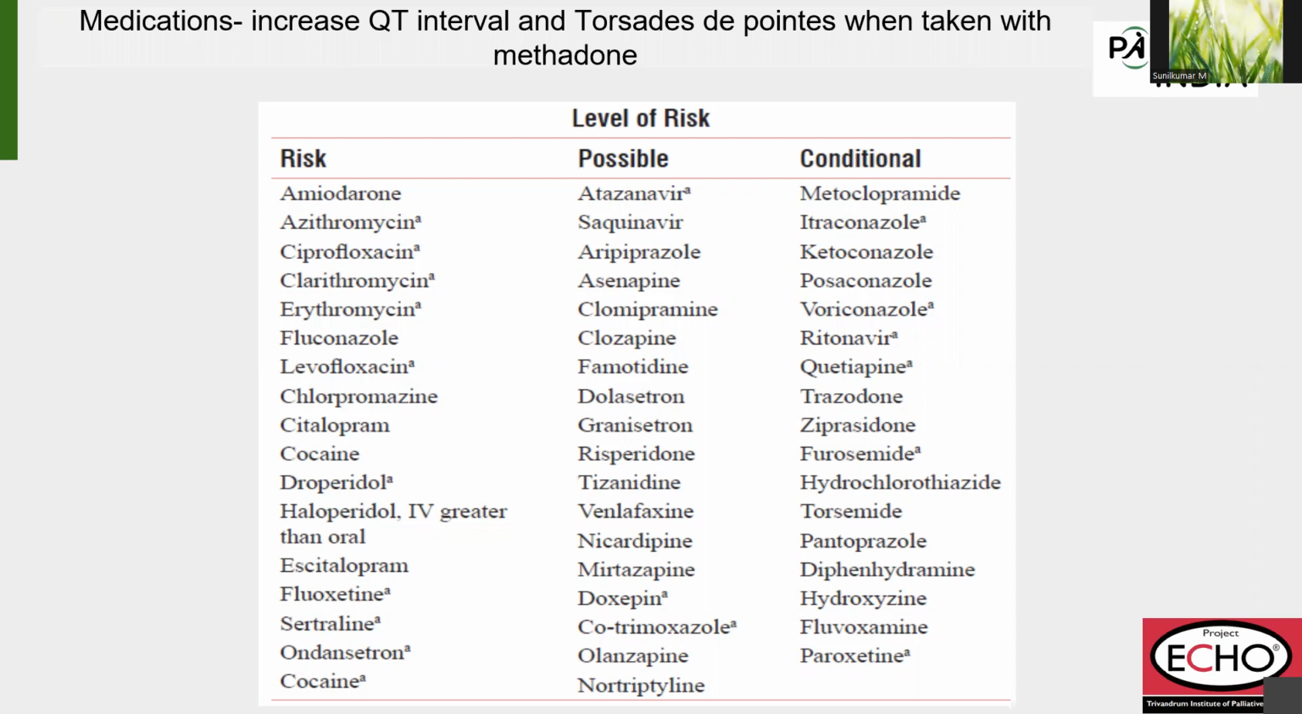You can see the level of risk: there is definitely a risk with some of these medications, and a possible risk with others. There is another group with conditional risk, which includes metoclopramide, pantoprazole, most of the azoles, quetiapine, etc. So when you prescribe methadone for patients, you have to be mindful about these medications.